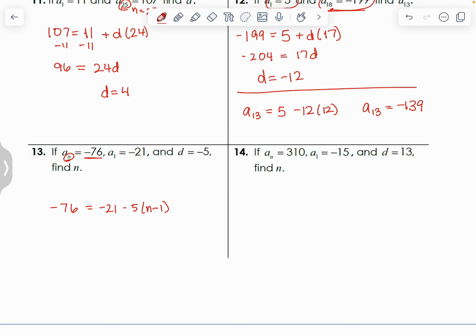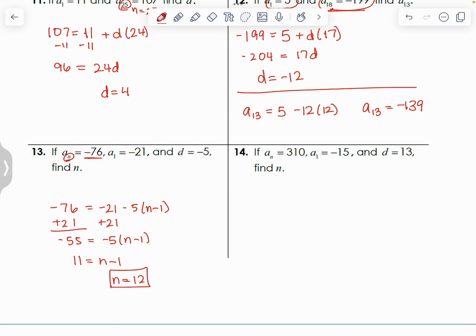So I'm going to add 21, which is going to give me negative 55 equals negative 5 times n minus 1. So when I divide, I get 11 equals n minus 1, so it looks like n equals 12. So if that's the question.